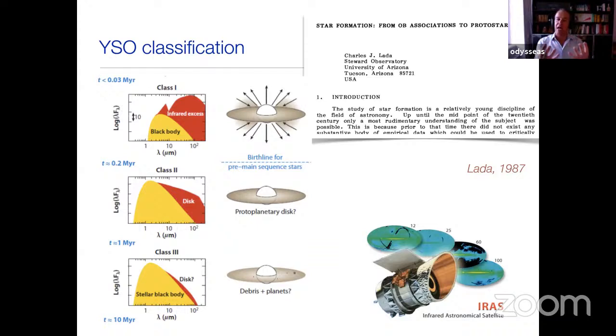And then after some time, this envelope is dissipated either by forming the star or by just being blown away by, as we will see, protostellar jets and outflows. And what you're left with is a forming star, which is now fed by an accretion disk, which is called a protoplanetary disk, because this is the location where we expect planets to form.